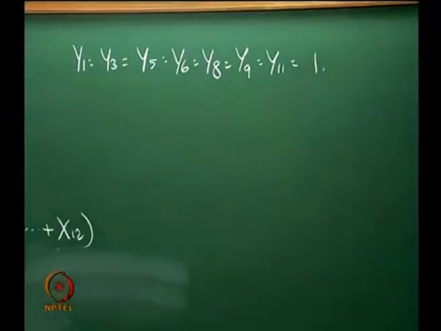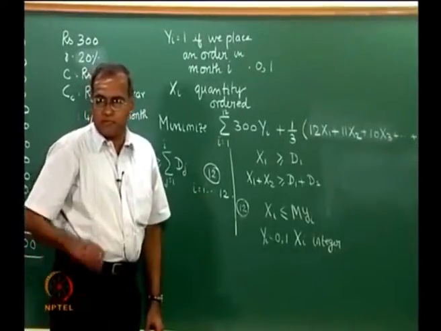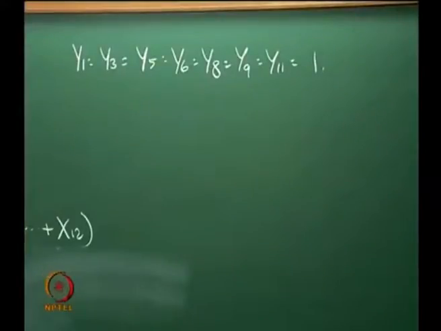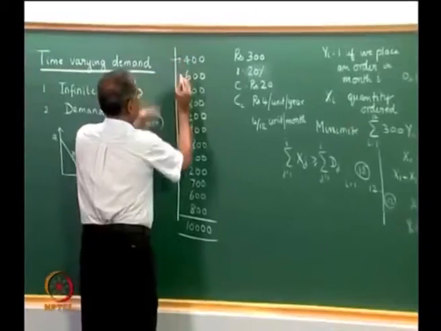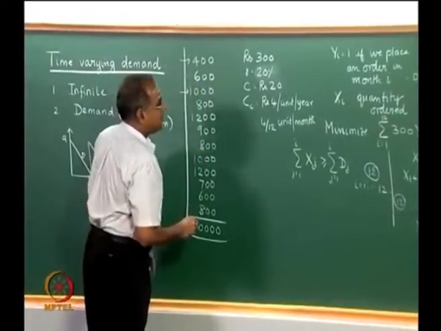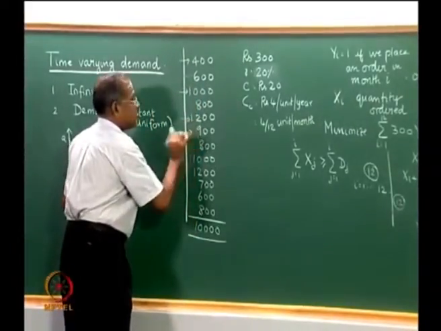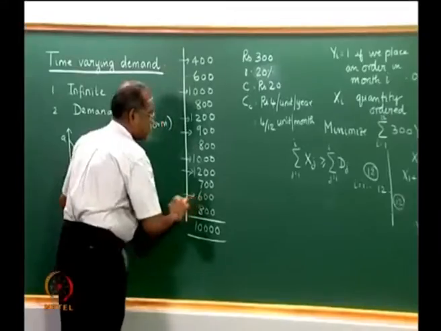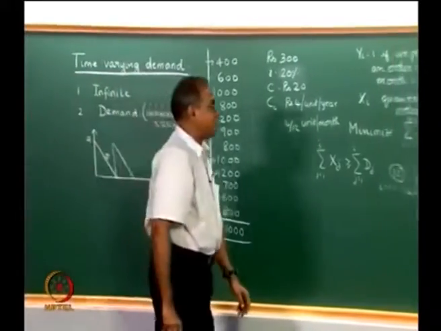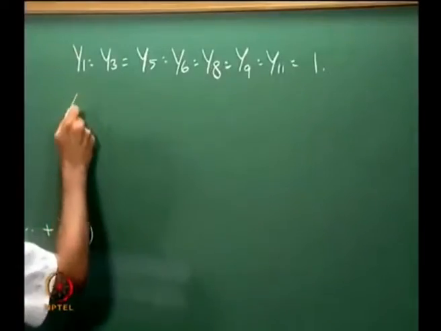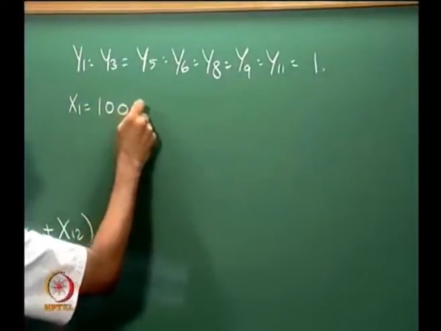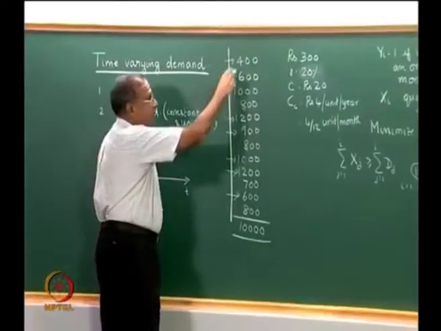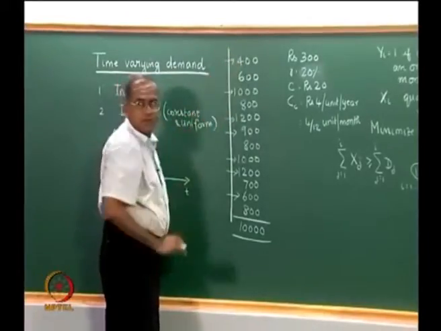Of course, the solution would also throw the excess as a variable, but the moment we know the y's we also know the x's, because I am placing an order here, I am placing an order here at y3, placing an order at y5, placing an order at y6, placing an order at y8, placing an order at y9, and I am placing an order at y11. So obviously my order quantities are x1 equal to 1000, because I am not ordering in this month, I am not ordering here. So the order quantity here is the sum of these two.